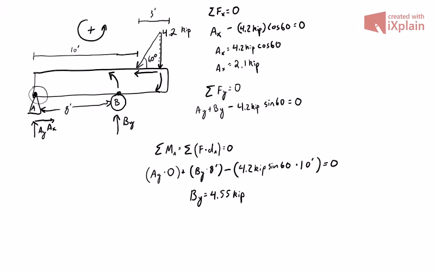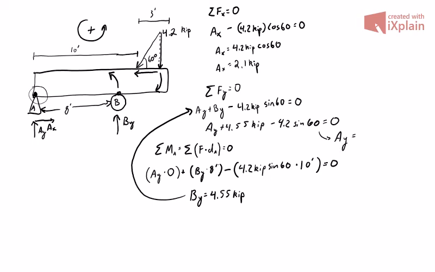kips. Okay, now that we have BY, we can go back to our sum of the force in the y direction equation. AY plus 4.55 kips minus 4.2 sine 60 equals 0. This gives us that AY is equal to negative 0.91 kips. All right.